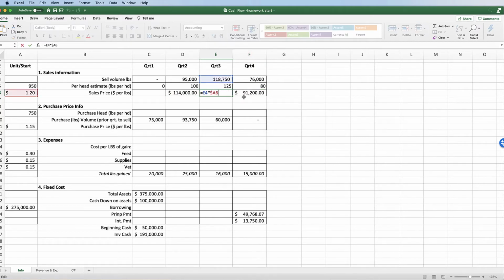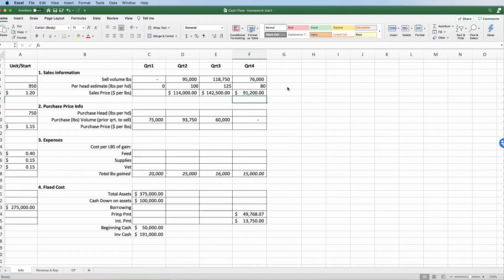So if I double click on one it calculated for me, you can see that it moves over and grabs the quarter 3 pounds, but it still leaves A6 the same. And if I come over here to this one, it automatically grabbed that quantity above it, but it still left the $1.20 the same.